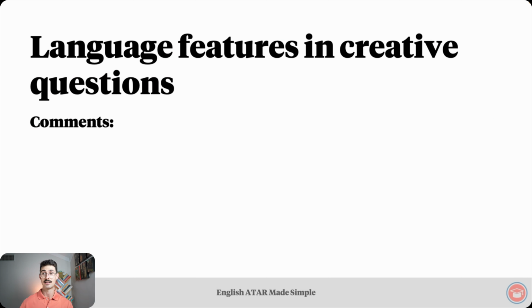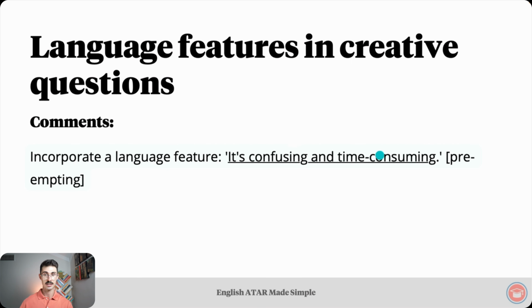Let's discuss how a language feature was used in that example. First off, I incorporated a language feature in the second sentence, which was, it's confusing and time consuming. That language feature is preempting, and go and check the LFB if you want to know what that one's all about. Basically, you're preempting someone's counter argument to your own argument. So that's incorporating a language feature.